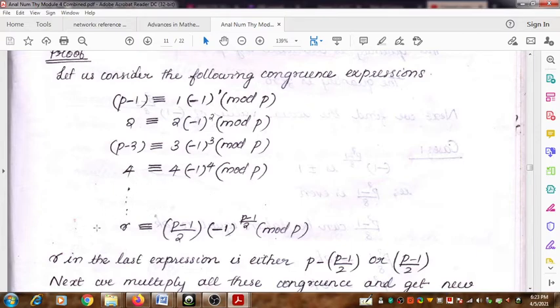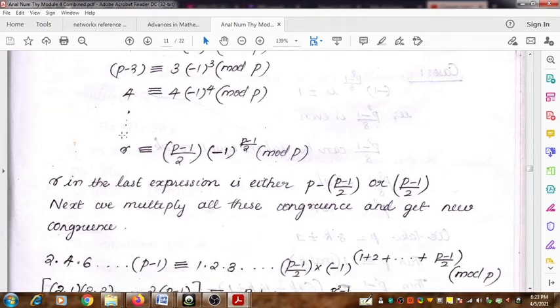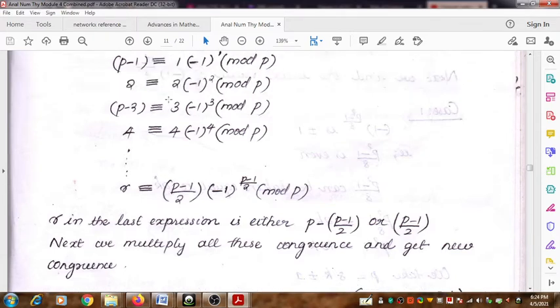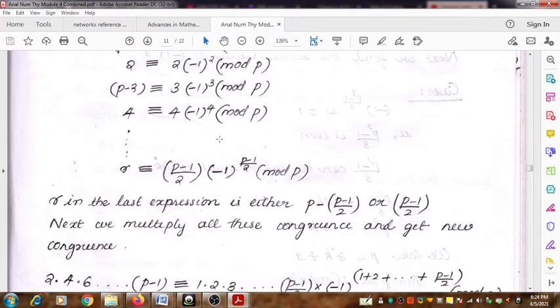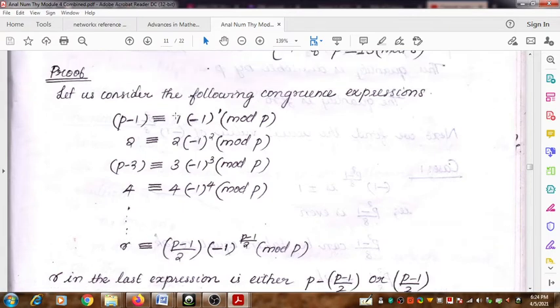You can write a set of equations, ending with the equation r is congruent to minus 1 by 2 into minus 1 raised to p minus 1 by 2 in mod p. So this is the general form of the equation that we have written here. Looking at this congruence equation, you can write all the equations which are appearing above.